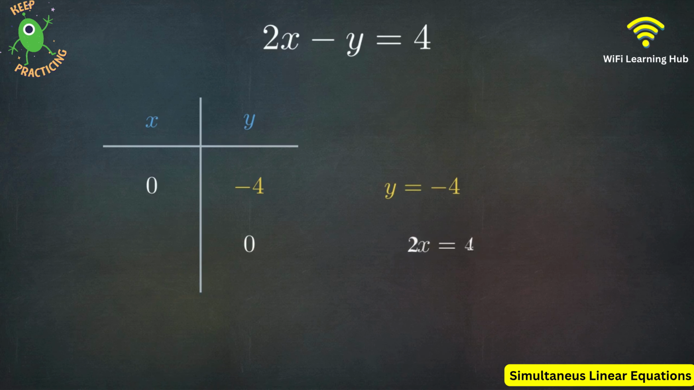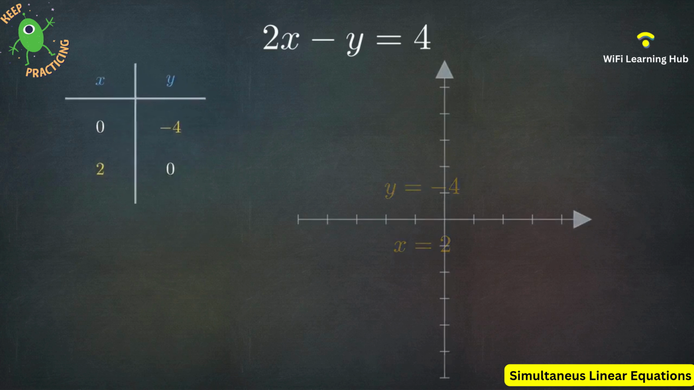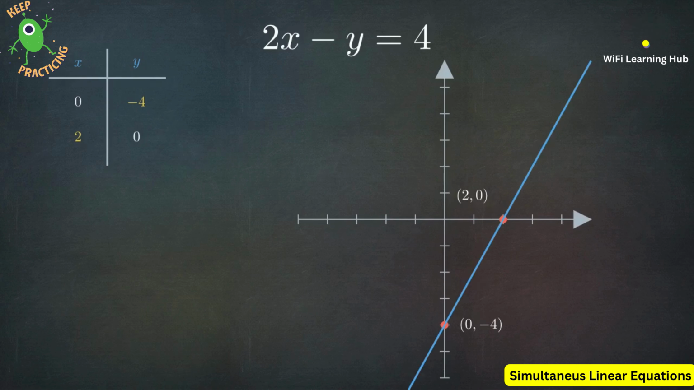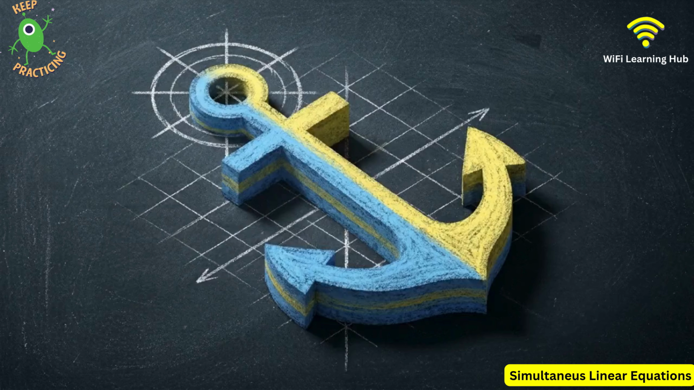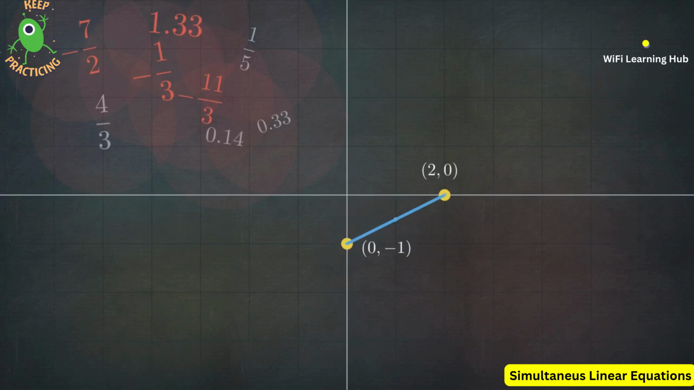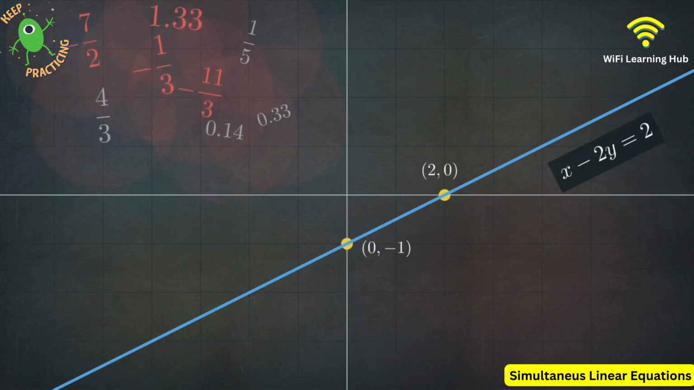Now reverse the process. Plug in 0 for y. The y term drops out, leaving 2x equals 4. Divide by 2, and x equals 2. Our second point is 2, 0. When we translate these table values over to the Cartesian grid as plotted dots, we can draw a solid line straight through them. Strategically picking zeros creates a foolproof anchor. It lets us map out the infinite geometric possibilities of the equation without getting bogged down in complex arithmetic.